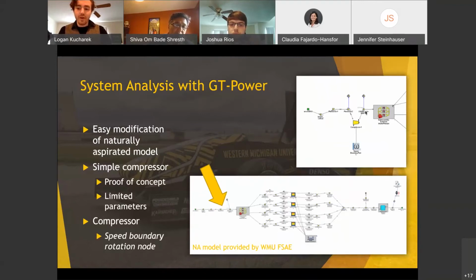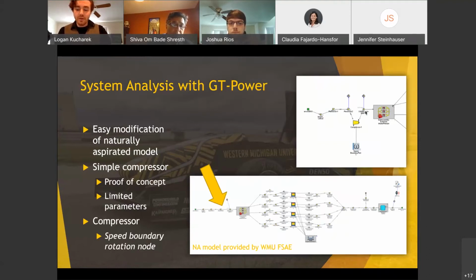Beginning with the simple compressor node, a proof of concept could be established. The node is meant to be utilized in the early stages of development when no compressor map has been established. It allows the user to produce trends like a turbocharger, but without all the necessary data. The simple compressor showed promising but incomplete results, and it was time to move on to an actual compressor.